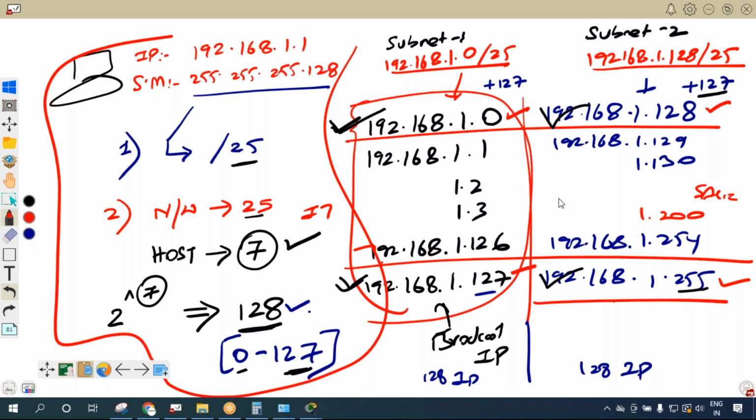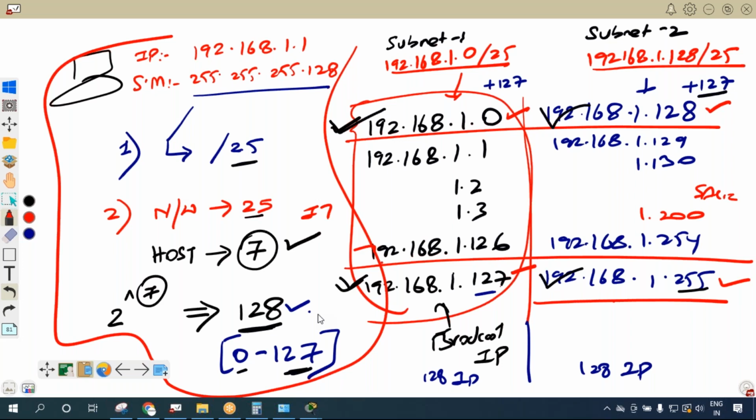Actually, this is a tough question. It is not that easy. It is tough because only one who has mastered subnetting can answer this. Quickly he will see that the subnet mask is 255.255.255.128, /25, meaning 0 to 127 is the first one, 128 to 255 is the next. You belong to this subnet. Are you understanding?